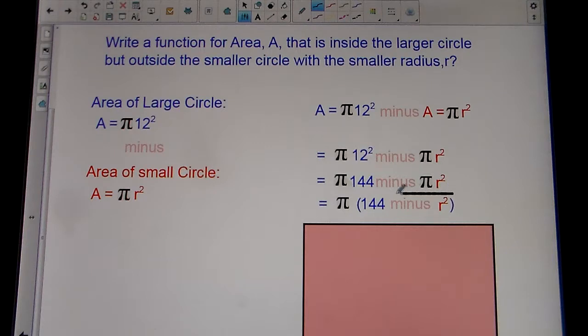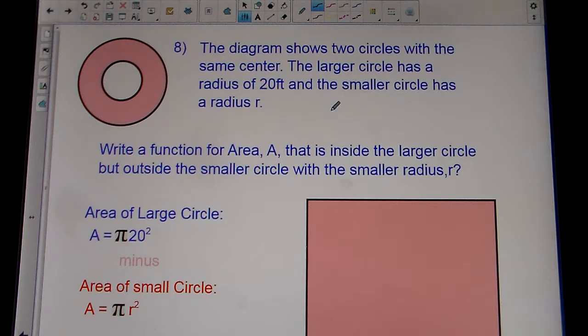So we successfully wrote an equation to find the area of that shaded donut. We wrote an equation given that the big circle has a radius of 12, and we don't know the radius of the little circle on the inside, so we're just leaving it as r. That's problem number 7.